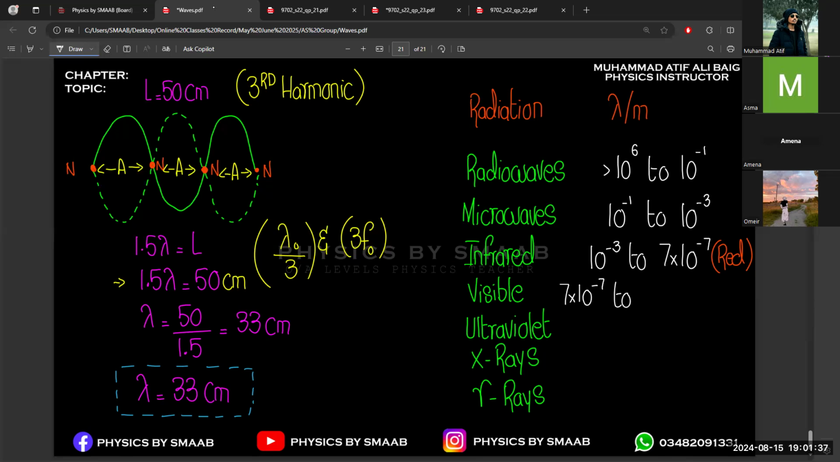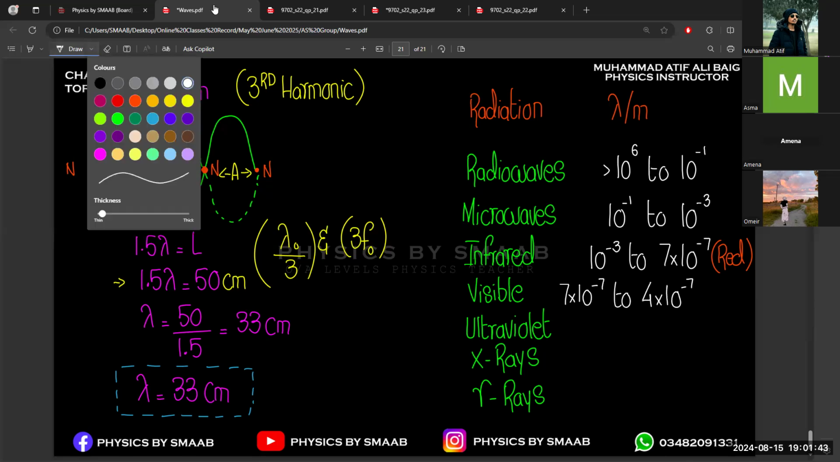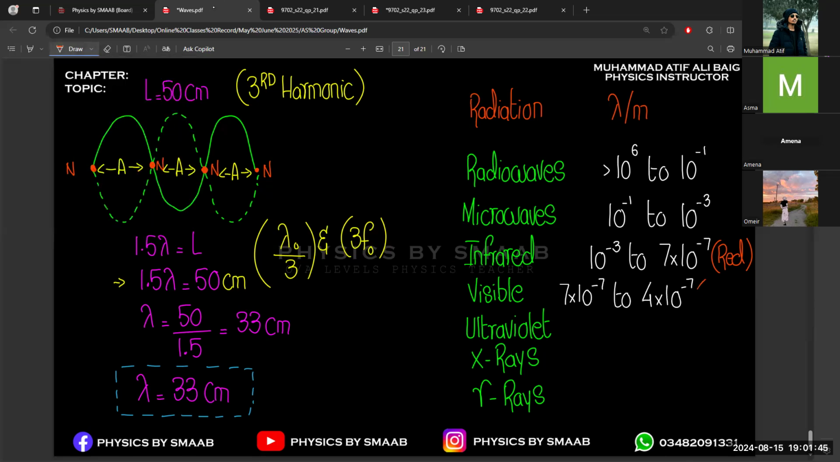So for red we have 7 into 10 to the power minus 7. And for violet light we have 4 into 10 to the power minus 7. So this special value is also for violet color.